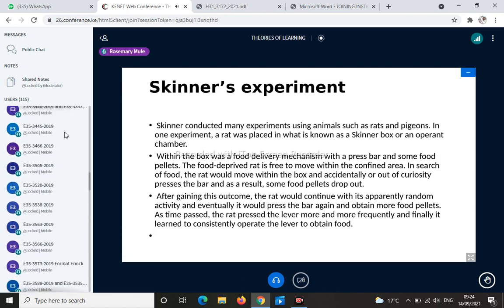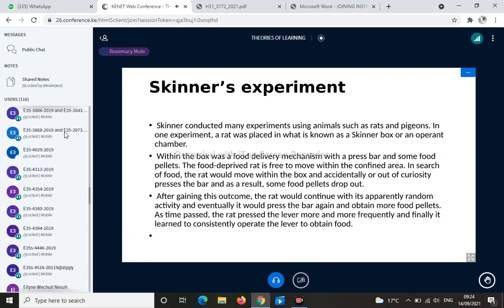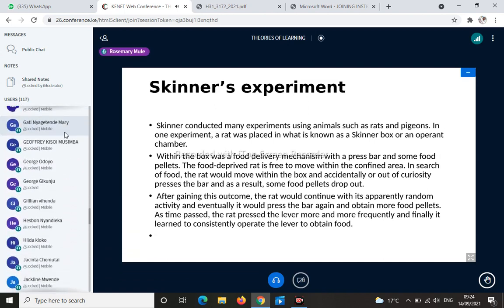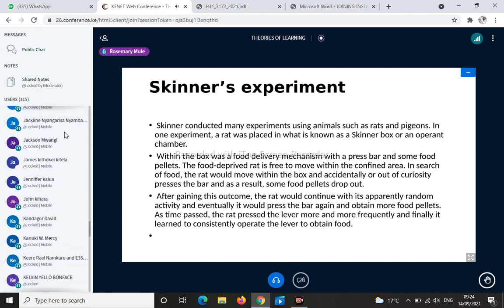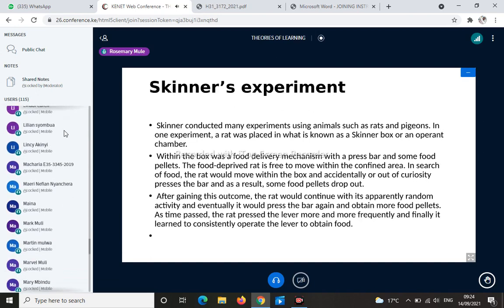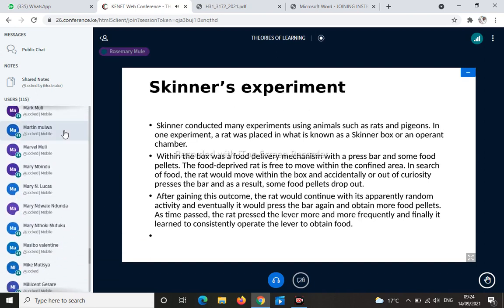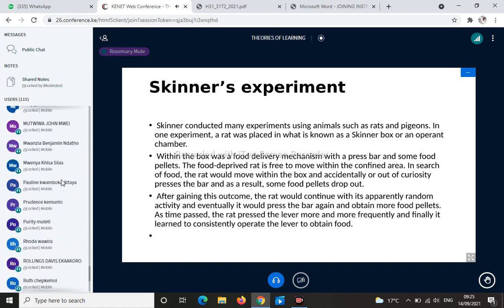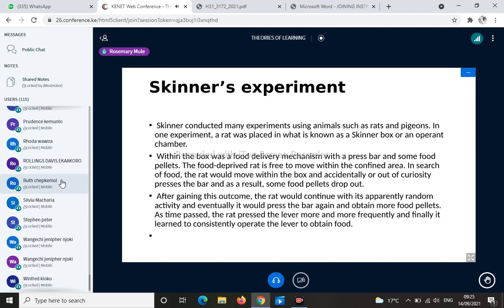So the rat was deprived of food. So we are saying the food deprived rat. The rat was placed in that box and it was deprived of food. So the food deprived rat is free to move within the confined area in search of food. The rat would move around the box.